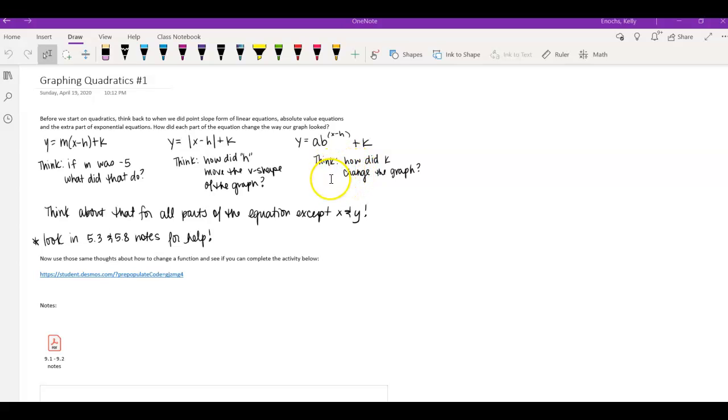Did it shift it up, left, down, right? Did it make it skinnier? Did it make it wider? Did it make it upside down? All of those things are the things you want to think about. How did I change that function? So go ahead and do that. Think about that, and then do your Desmos activity, and then come back to this video.